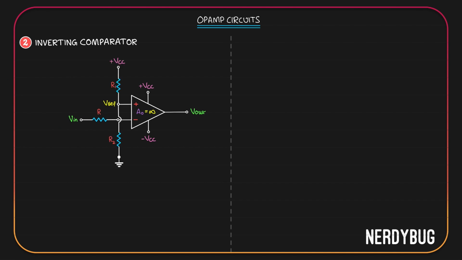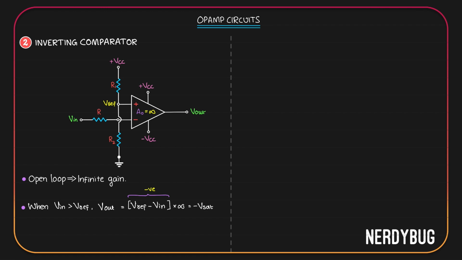Again, we don't have a feedback loop, so gain is infinite. Let us see what happens if input voltage is greater than the reference voltage. We know output is the product of differential input voltage and the gain. Here the differential input voltage will be V reference minus V in, and gain is infinite. V in is greater than the reference voltage, so V reference minus V in will be negative. Since output cannot be negative infinity, it will be at negative saturation voltage.